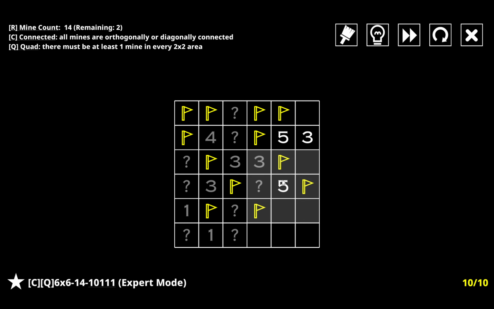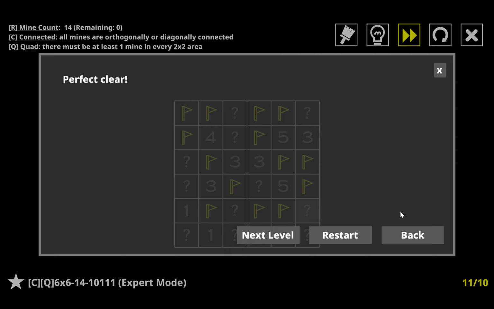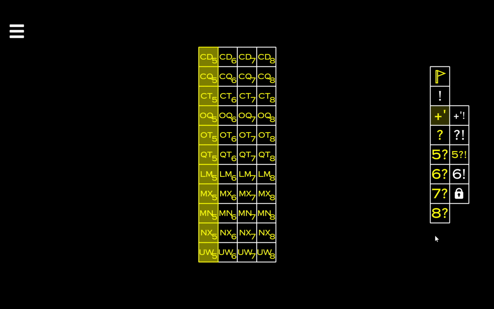And actually it looks like now we can use the global mine count to finish this puzzle off. There are only 2 mines left in the entire grid, and this 5 needs 2 mines around it, so anything that isn't in the 5 cannot have a mine. This clue still needs to be finished, and in order for these 2 groups to meet up, the last mine must be placed here. And there we go. That's a connected quad puzzle done.